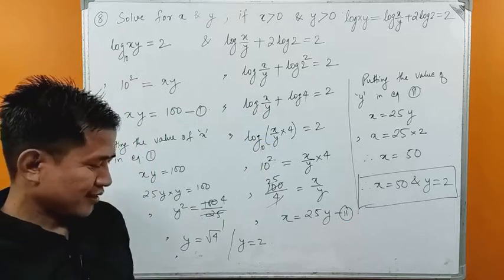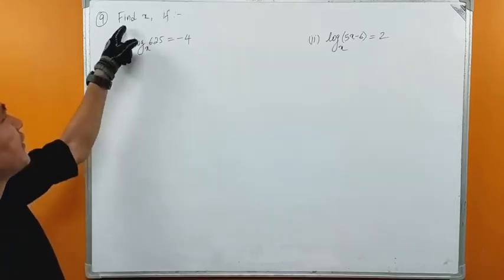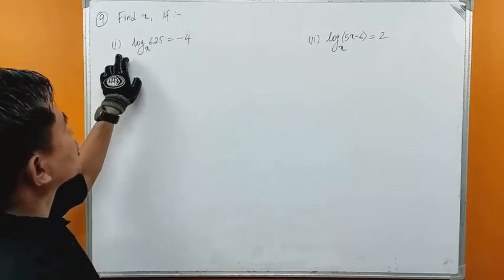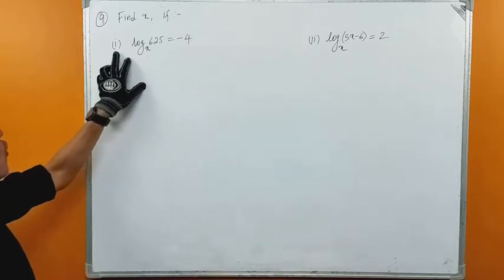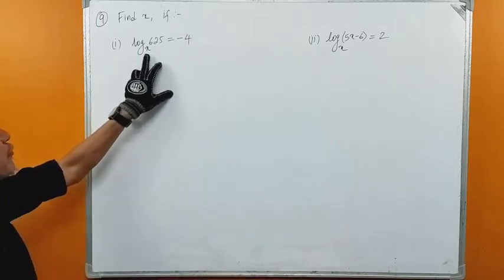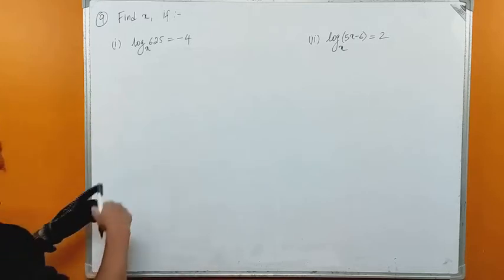So I hope you got this. Now let us move on to the next question. Question number 9: find x if. This is question number 1 of 9 and this is question number 2 of 9. So question number 1: log 625 to the base x equals minus 4. Let us first copy this question.